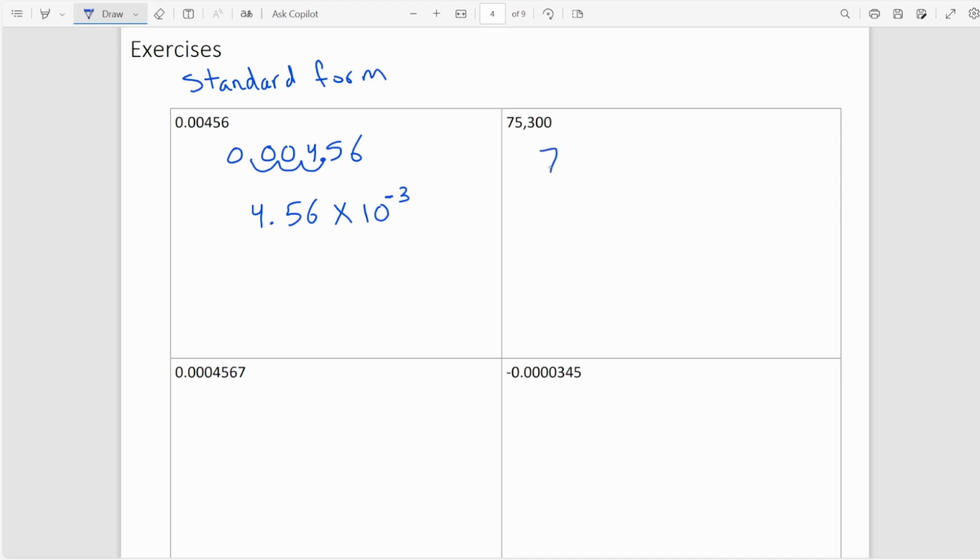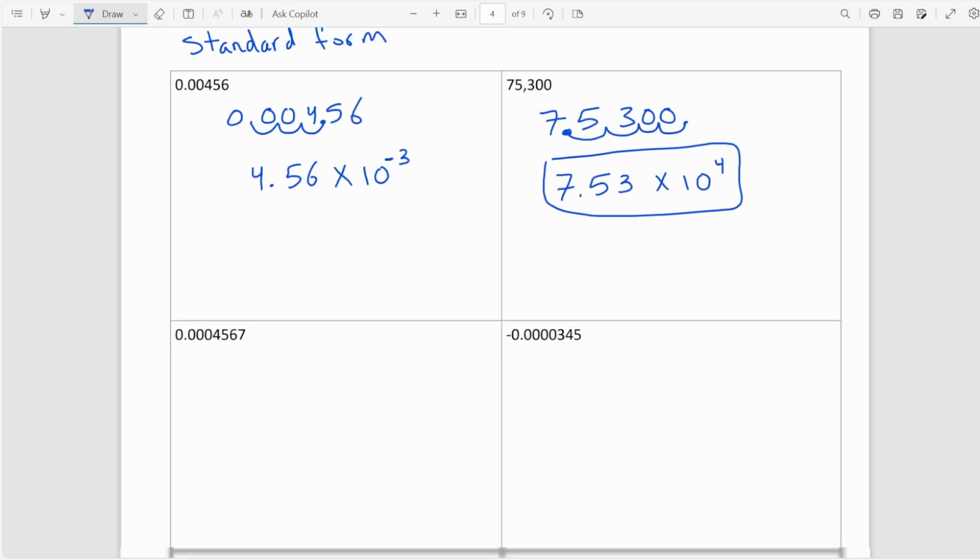Now over here we have 75,300. The decimal point is right here. I will move it to the left 1, 2, 3, and 4 times. So we have 7.53 multiplied by 10 to the power of, this will be 4. All right, because we moved 4 times.